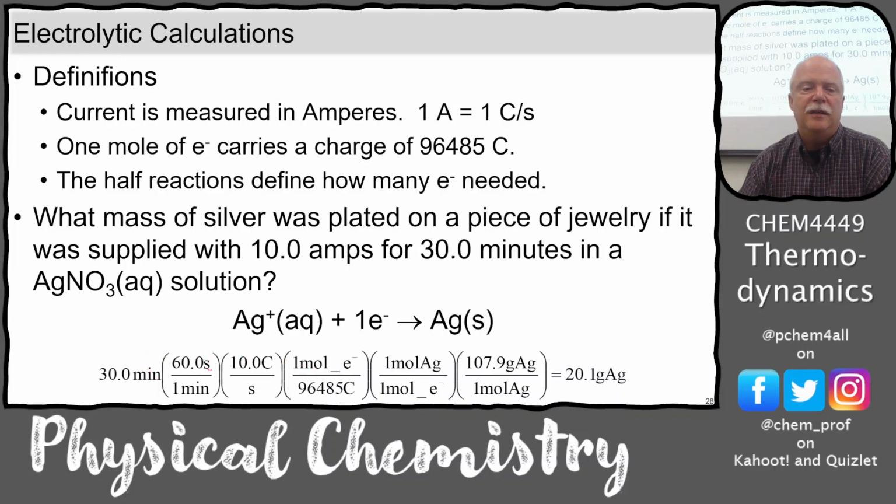30 minutes to seconds, and then this right here is amps. 1 amp is a coulomb per second. So this right here is 10 amps. And then in terms of coulombs to moles of electrons, that's that Faraday constant.